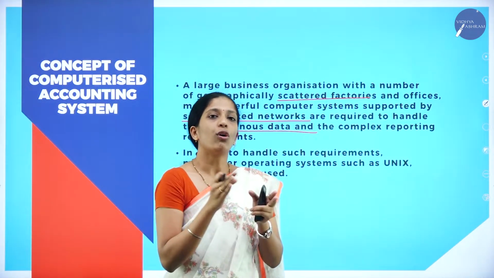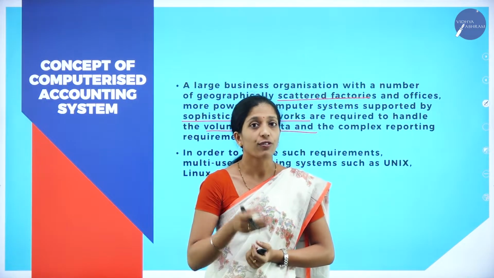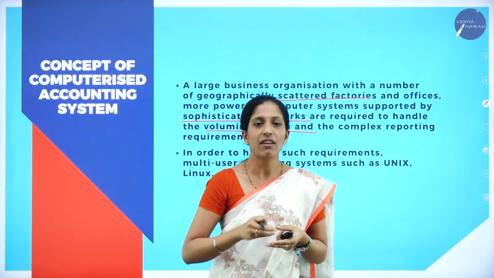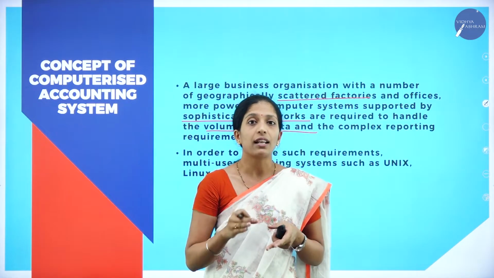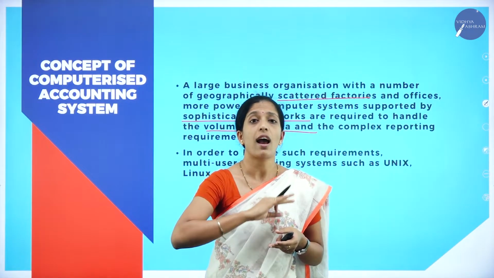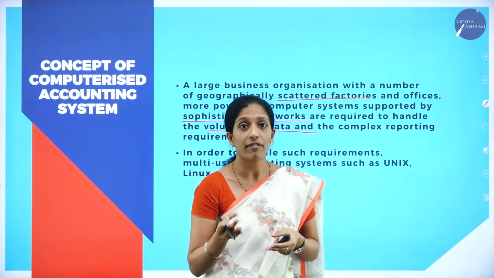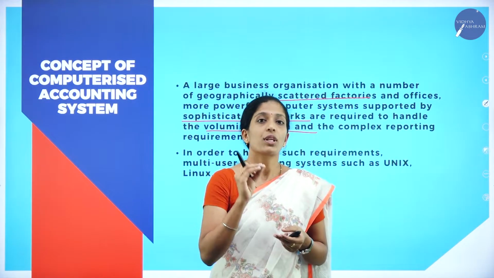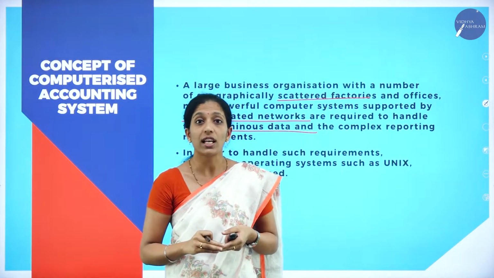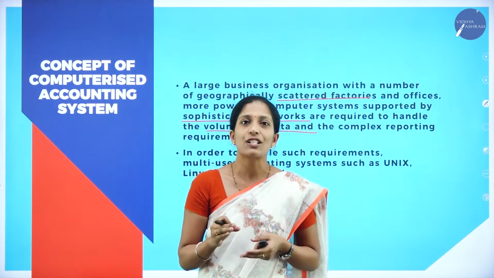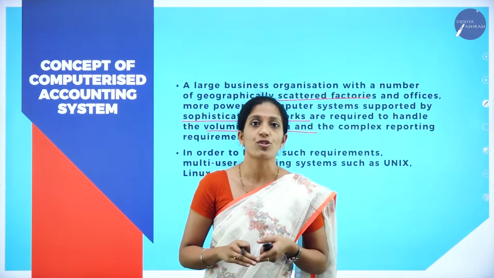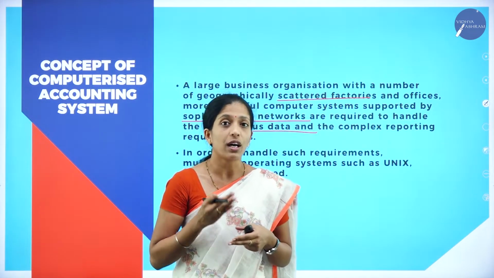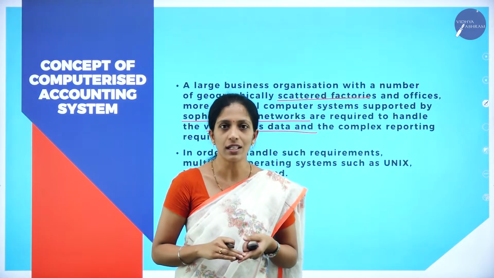Now, who will go for this computerized accounting system? For a small organization, the number of transactions will be very small and manual accounting system will be followed. But in case of a large organization where they are having more number of branches, more number of factories associated to the business, in such cases the transactions that take place will be very huge in a particular day. In that situation, in order to make their accounting procedure easy, they'll go for supercomputers where it will work faster than manual accounting system.